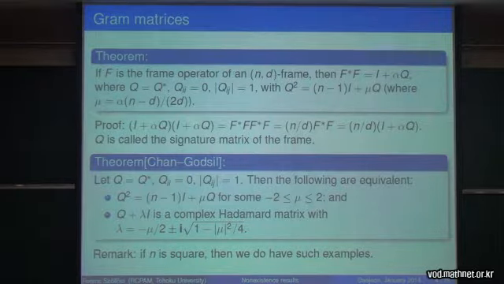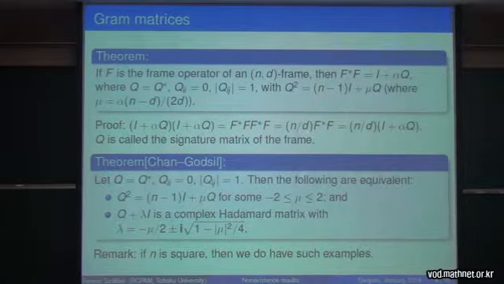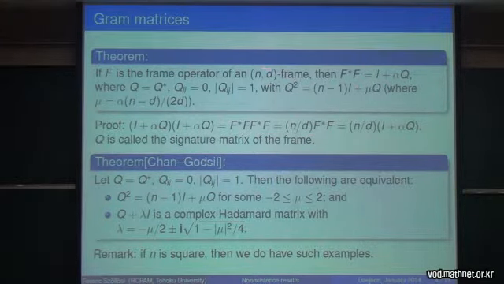And the proof that this quadratic equation holds is very easy, because if we take the product F star F, F star F, then it's just the square of I plus alpha Q. But in the middle we have an FF star, which by the tight frame condition is n over d times the identity, so I can just plug that in, and F star F is once again what we had earlier. If you do the maths, then you will get this equation.